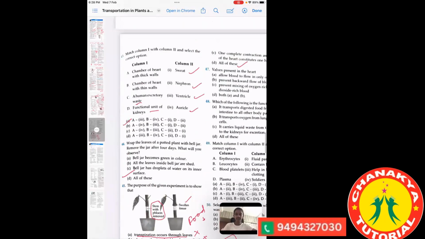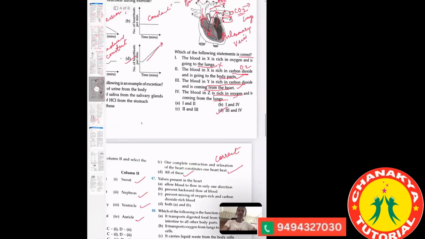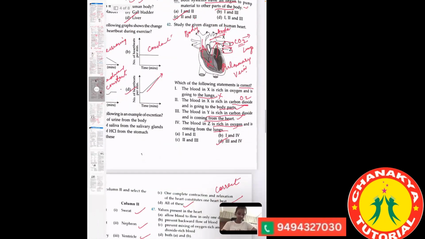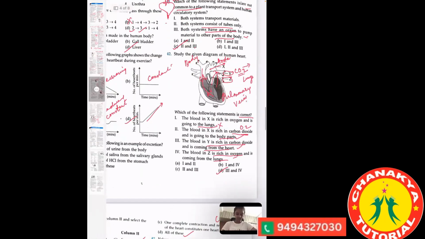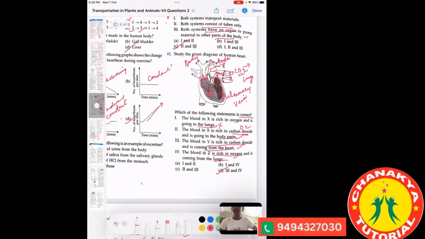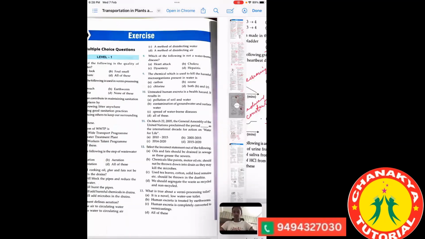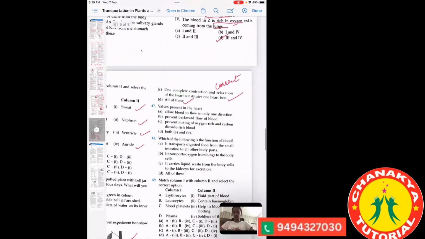If you see this figure of the human heart, what is happening? The left side of the heart is carrying the oxygenated blood, and where is it going? It is going to the aorta, then from the aorta to the body. And the right-hand side, what are they doing? They are carrying the deoxygenated blood and giving it to the lungs. So that is why all of these are the correct answer.